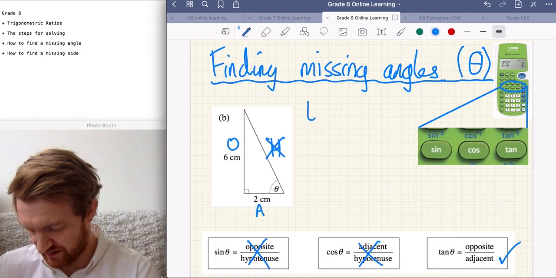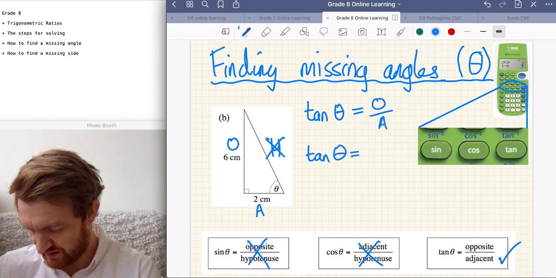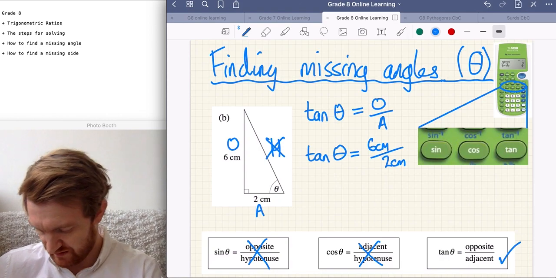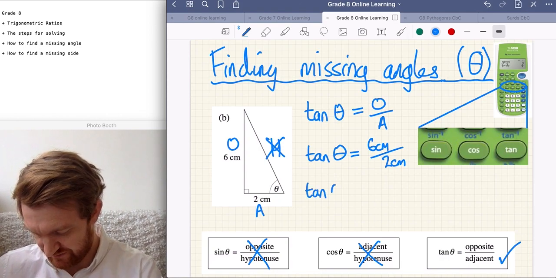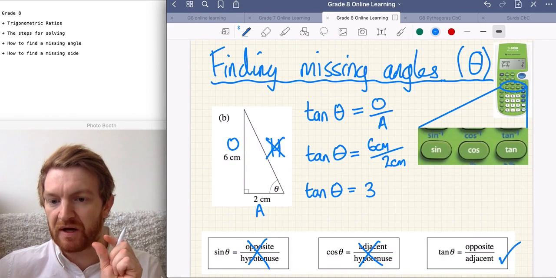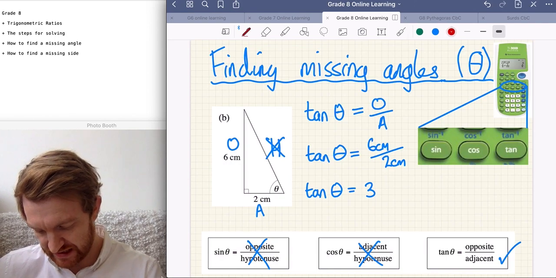So we take our ratio. We put the numbers in. The opposite is, of course, 6. The adjacent is 2. This tells us that the tan of the angle is 3. Not 3 centimeters, just the number, just 3. Then we choose the right button on the calculator. We want an angle.